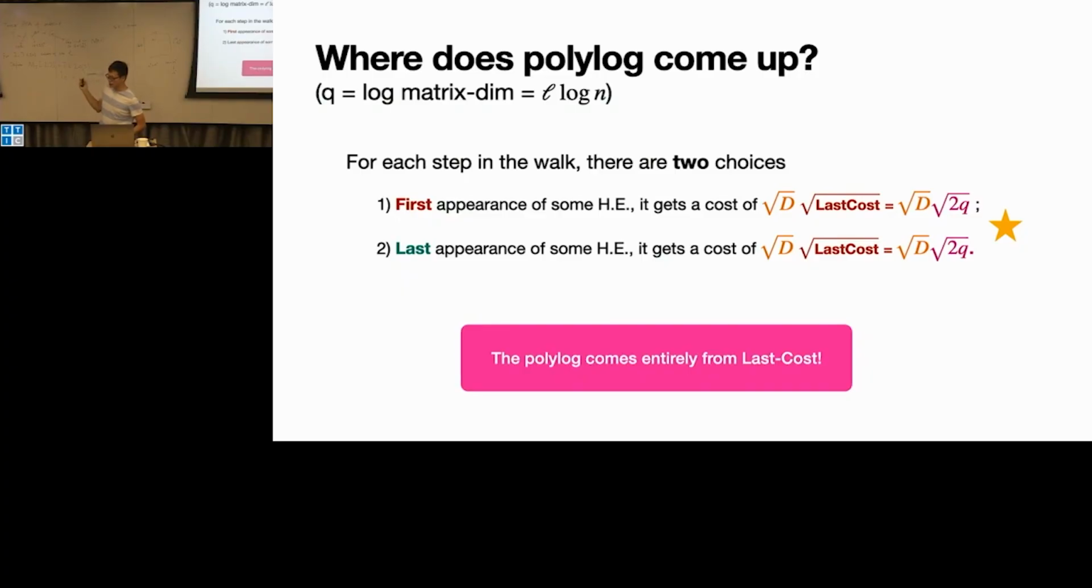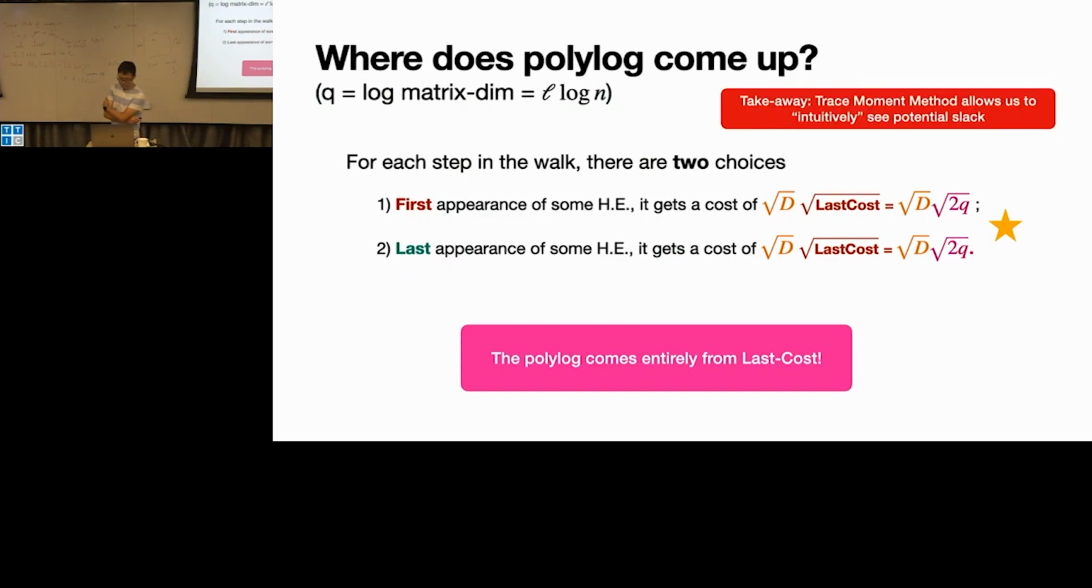So the polynomial factor entirely comes from this counting factor in this encoding. Here's just one takeaway from the method so far. The trace moment method is more complicated as opposed to just applying black box matrix concentration, but it allows you to intuitively see what could be lossy in the NCK stuff. It's likely hard to see this from NCK as a black box, unless you want to open up the proof for NCK.